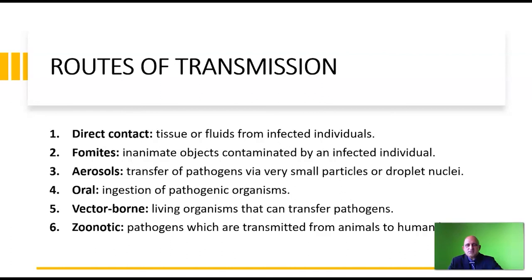The fifth route of transmission is the vector-borne route. These include living organisms that can transfer pathogens. And finally, zoonotic pathogens can be transmitted from animals to human hosts. These are the 6 basic routes of transmission for biological agents.